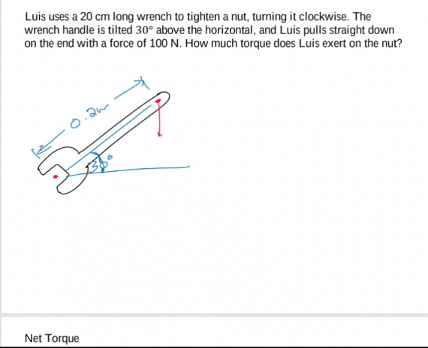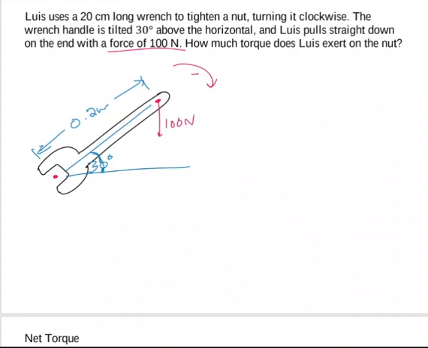And this is what kind of a force? 100 newtons. So I'm going to label that. And our answer is going to be negative, right? Because it's going clockwise. Remember, we have to think about what kind of a torque this is that we're applying. That force straight down is putting a torque this way, so we're going to have a negative torque. How much torque does Luis exert on the nut? Our answer will be negative. Torque is equal to r F sine phi.